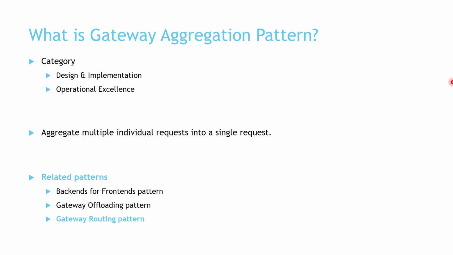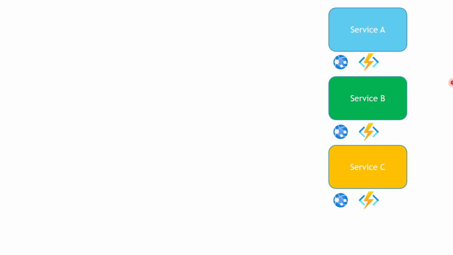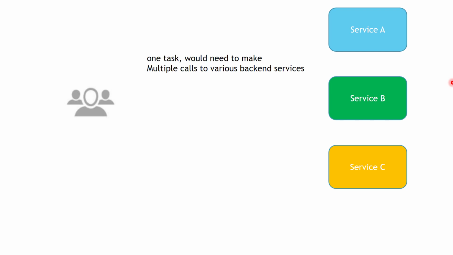Now let's go to the scenarios to help us understand how the Gateway Aggregation Pattern will help us to send one single request instead of multiple individual requests. Let's assume we have three services: Service A, Service B, and Service C. Those services could be built on Azure App Service or Functions App. Then we have the client or consumer application that wants to perform one task that would need to send requests to multiple services, A and B and C.